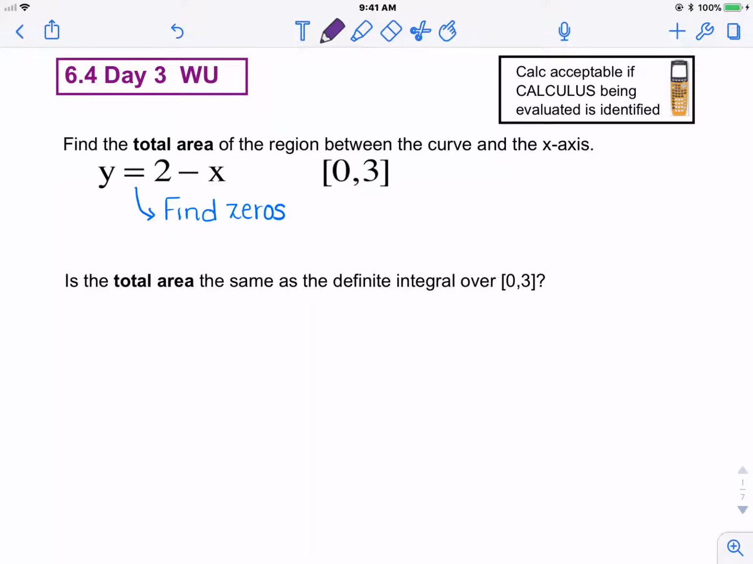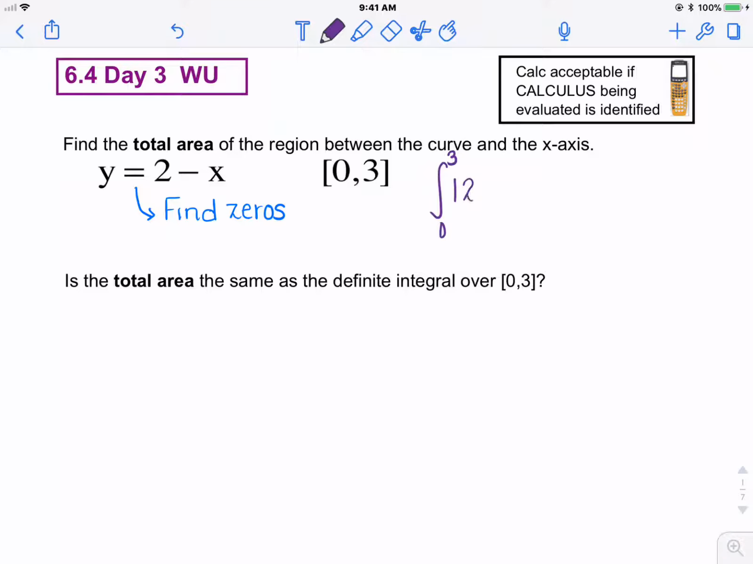So in the first one, they want you to find total area of a region. And anytime they say that, our new concern is we have to find out where that region is above the x-axis and where it's below the x-axis. So we'd like to do the integral from 0 to 3 of the absolute value of that function then, so that we would get the area regardless of it being above or below the x-axis.